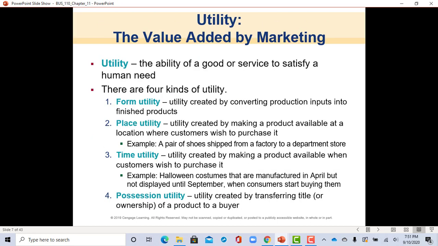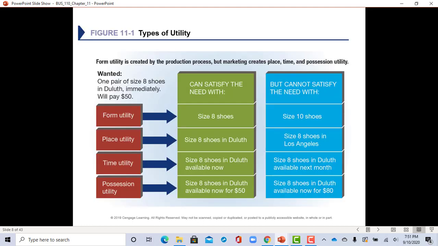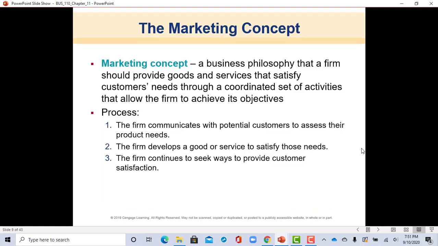Next we have utility. There are 4 types of utility. We've got form utility, place utility, time, and possession utility. Here's a visual clarifying the types of utility. Simply explained, the marketing concept indicates asking customers what they want, giving them what they want, and continuing the discussion with customers.